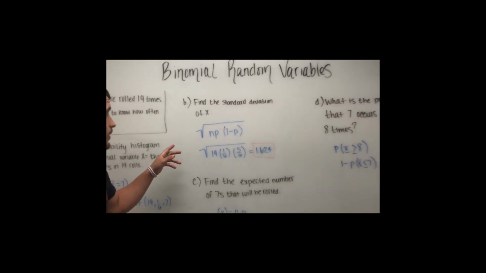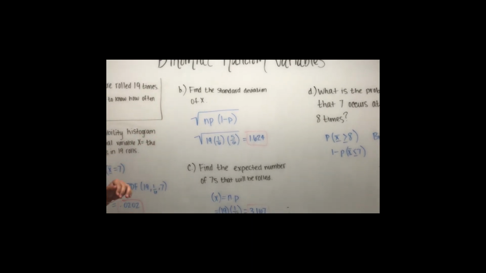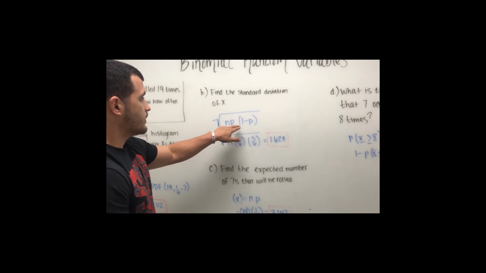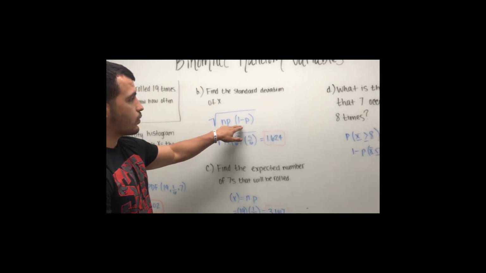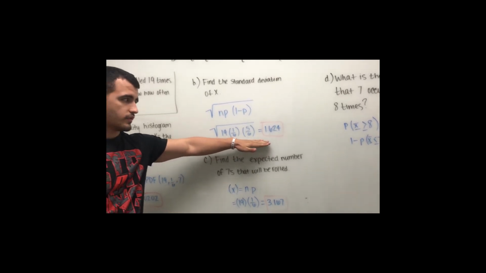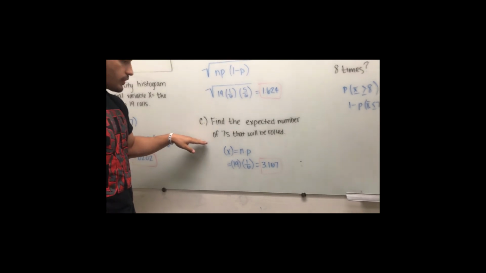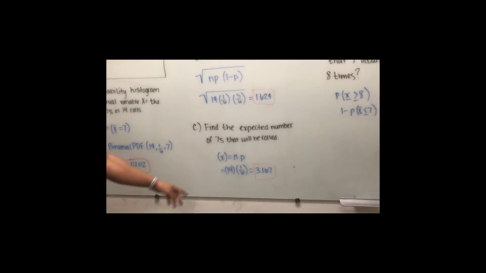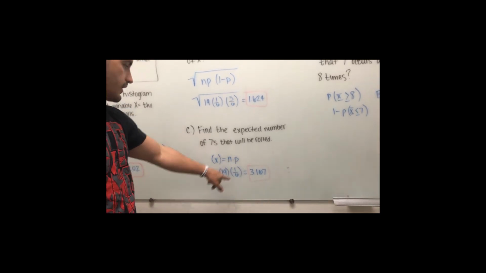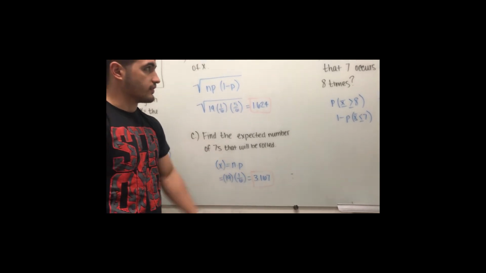Moving on to problem B, find the standard deviation of x. To calculate the standard deviation, we use the number times the probability times 1 minus the probability itself, and when we enter those numbers, we get 1.624. To find the expected number of 7s that will be rolled, we use the expected value equation: the expected value of x equals number times probability. So 19 times 1/6 gives us 3.167.